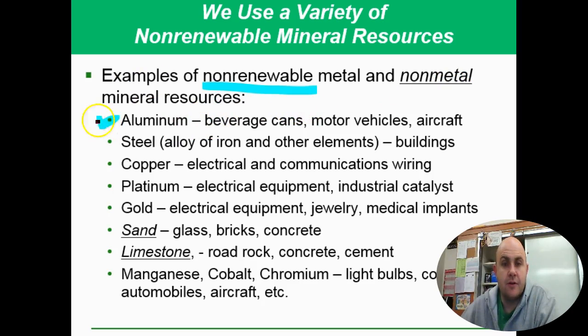But examples, aluminum. We use it for all kinds of goodies. Steel. It's actually iron ore, and then we put other elements into it to make steel, but nonetheless. Copper, platinum, gold are all examples of metals that are minerals. And then sand, limestone. And then here's some other delicate ones that we use. These are also metals, by the way.